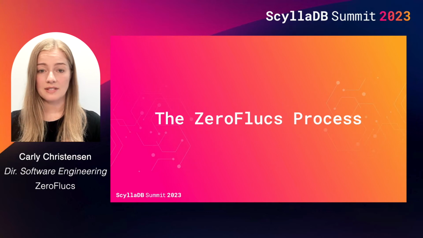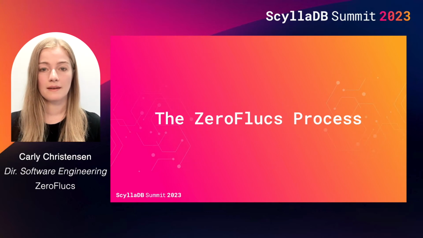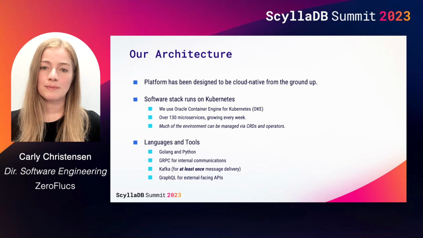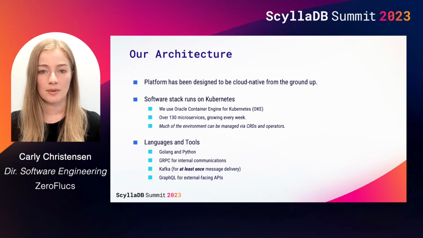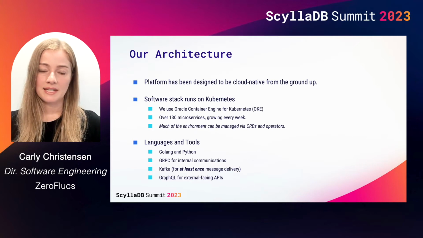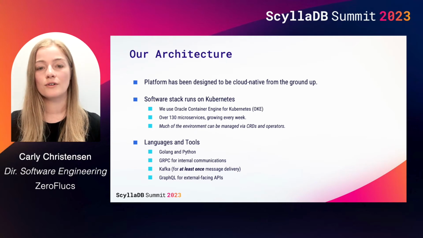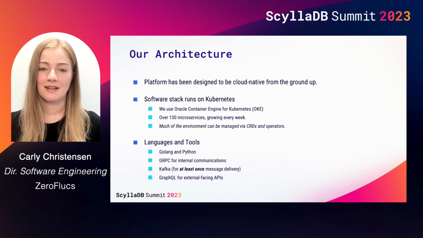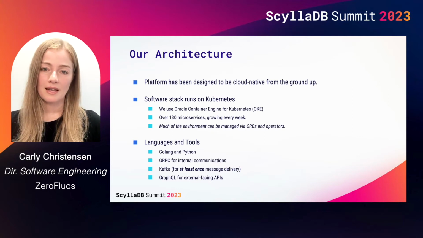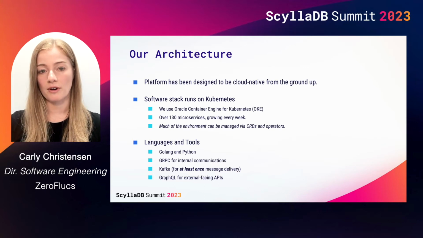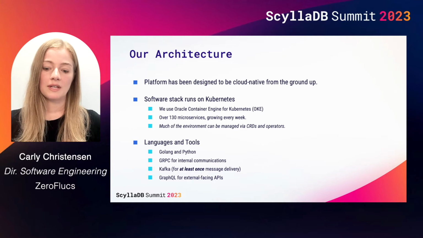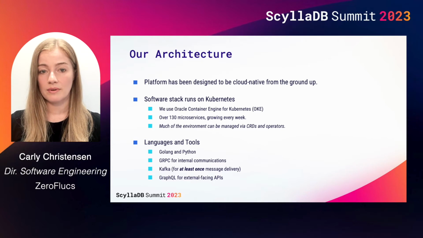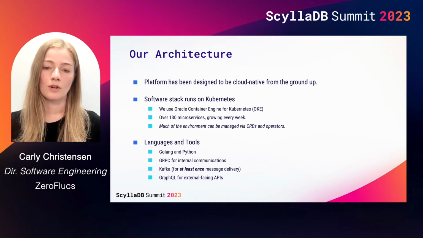So we have a look at the ZeroFlux process and architecture. Our platform has been designed to be cloud native from the ground up. Our software stack is run on Kubernetes and is hosted in Oracle Cloud Infrastructure. At the moment, we have over 130 microservices, but that's growing every week. And a lot of our environment can be managed through custom resource definitions and operators. For example, if we want to add a new sport, we just define a new instance of that resource type and deploy that YAML file out to all of our clusters.